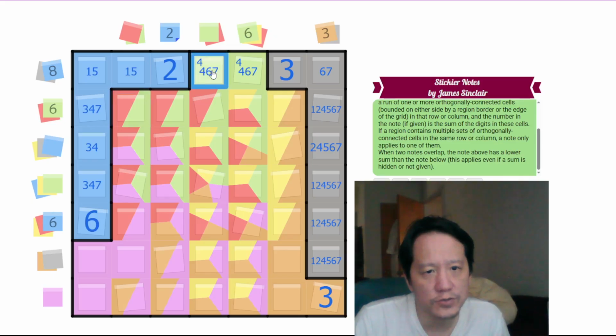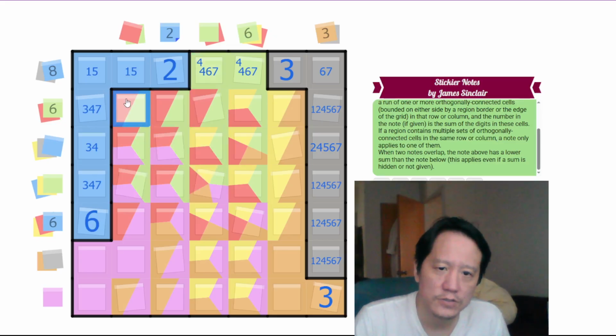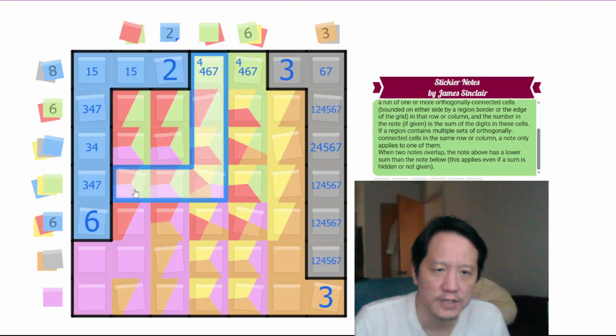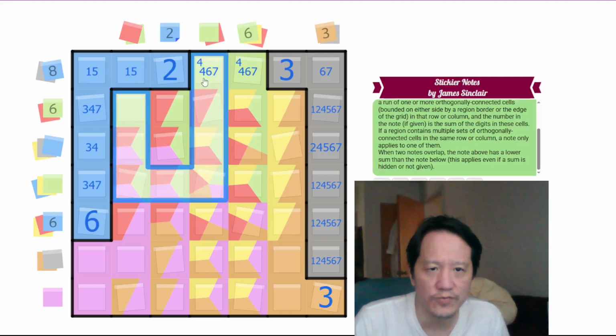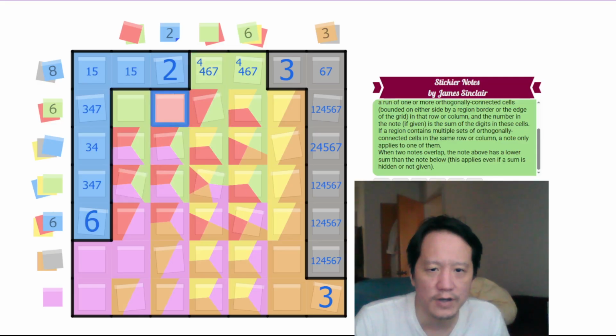The problem is green has to connect to this. And that's not possible, because that would force red to be a 4-cell region. So if this were red, green has to connect this way. So that's not possible. So this can't be red. That's green. If this is red, we have the same problem. We have to go around, and that would block red off from being there. So that's green, which means this can't be red. Same thing. So this is green. So we have 5 green here.